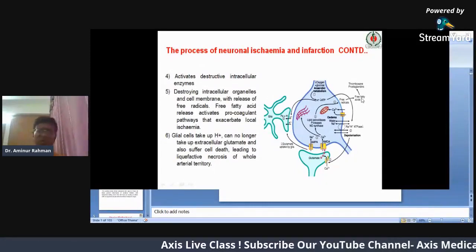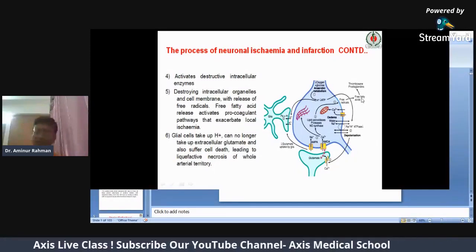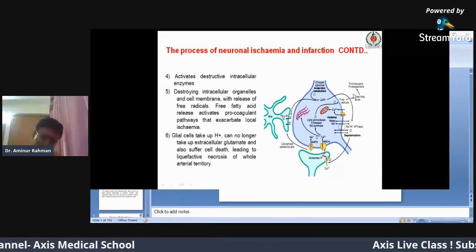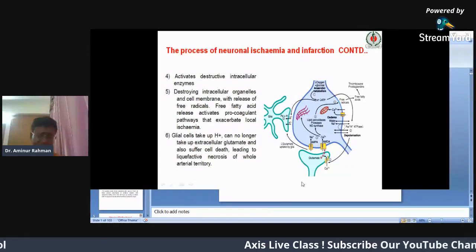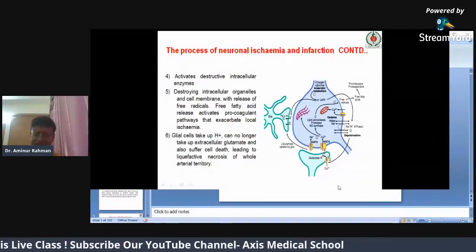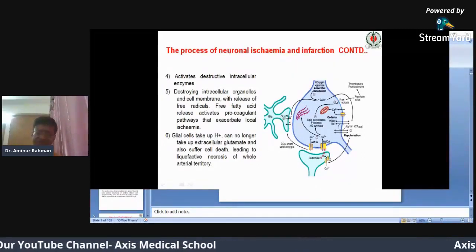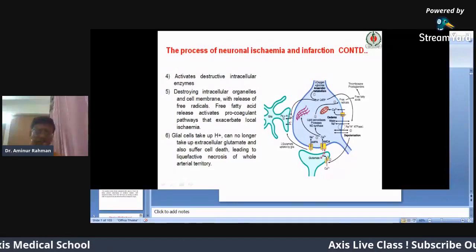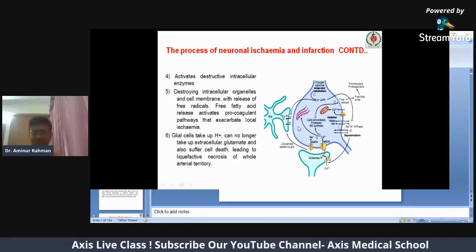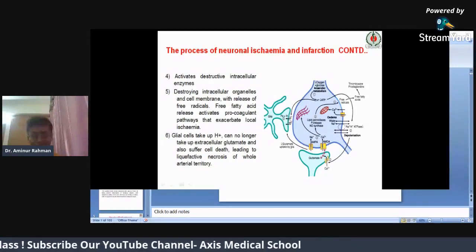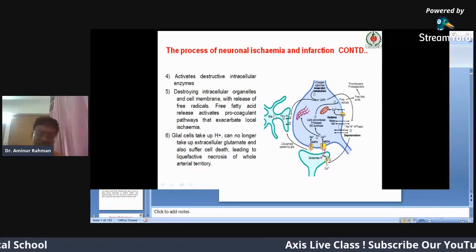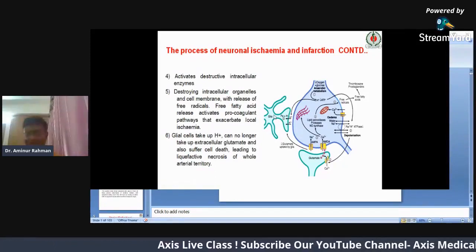activate the thromboxane and prostaglandin pathway, and it also causes hampering of the blood flow. And in here you see the glial cell takes up hydrogen ion. This glial cell uptake of the hydrogen ion means it is no longer taking up the extracellular glutamate, and potassium influxes into the glial cell, and also there is liquefactive necrosis in the whole arterial territory.